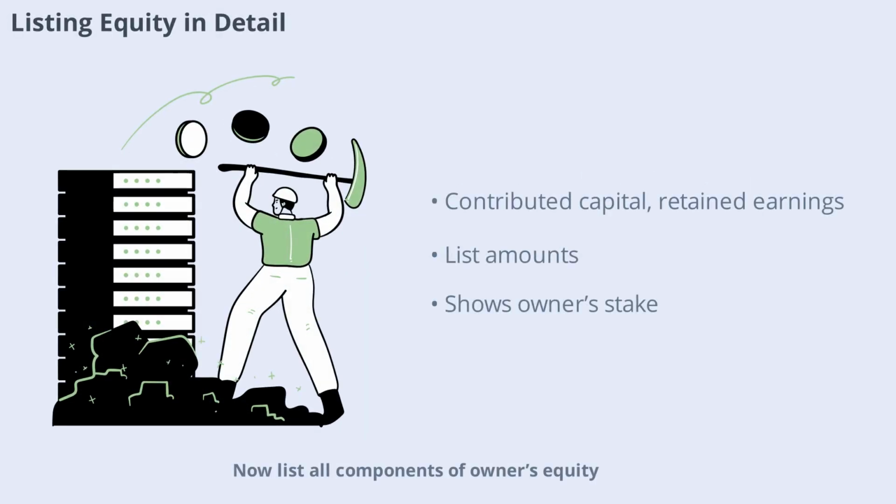Now list all components of owner's equity such as contributed capital and retained earnings. For each, include the amount as of the reporting date. This section shows the owner's stake in the business after all debts are paid. A clear equity breakdown helps you track how much value has been built up over time.